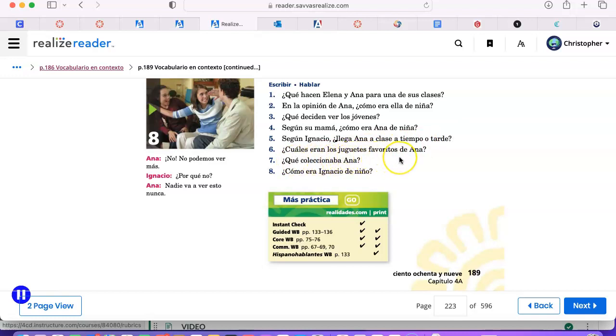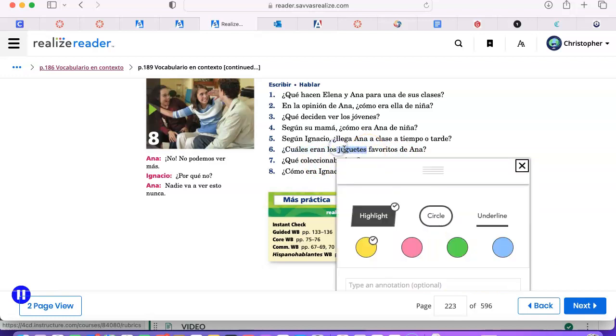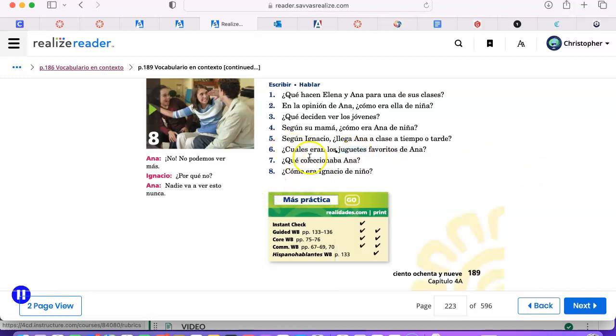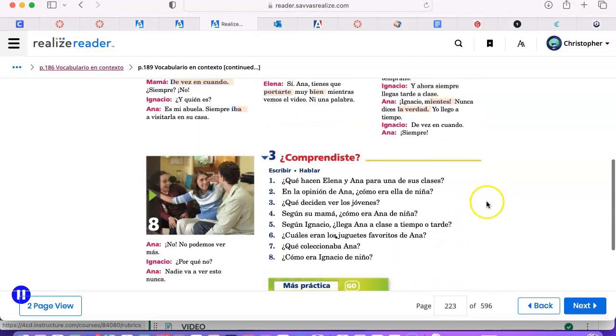¿Cuáles eran los juguetes favoritos de Ana? Juguetes kind of looks like the verb jugar, right? So if jugar is to play, this means toys. This is the noun form of the verb jugar. So what were, or what used to be Ana's favorite toys? ¿Qué coleccionaba Ana? What did Ana collect, or used to collect? And finally, number 8, similar to number 4, number 2, ¿cómo era Ignacio de niño? So we're looking for adjectives as well for number 8.